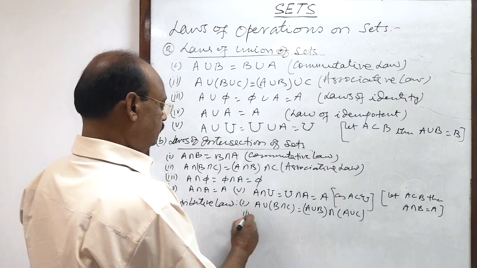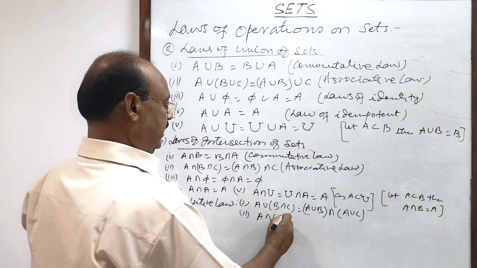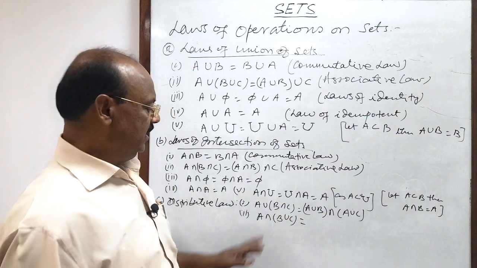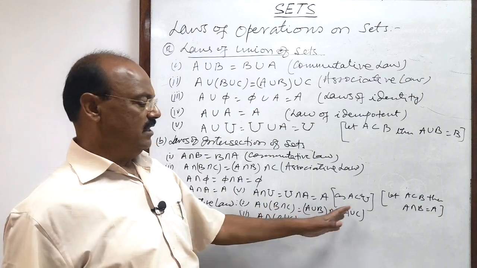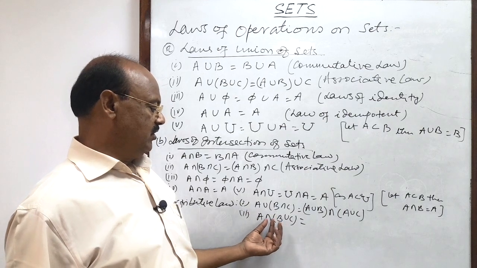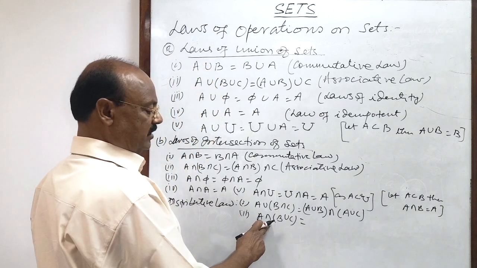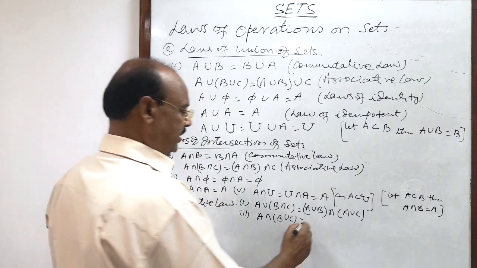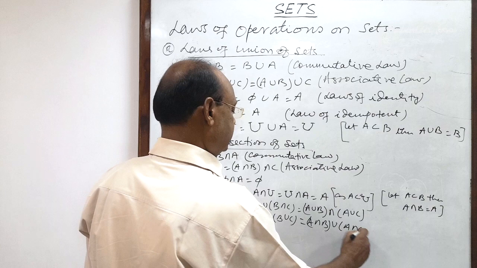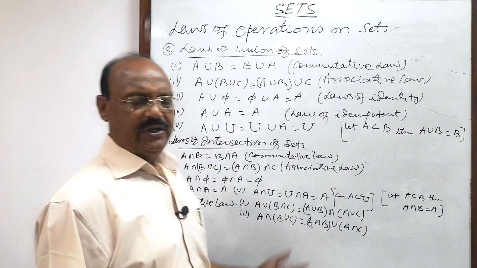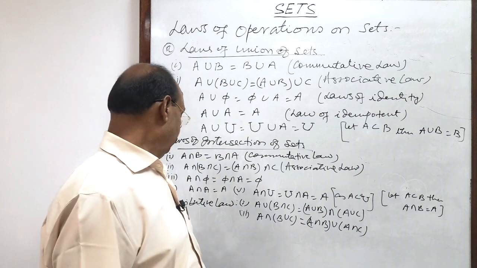Similarly, A intersection, with intersection outside the bracket and here B union C. Simply, intersection and union, these two operations have been exchanged with each other. So on the right hand side also there will be an exchange of these two operations, union and intersection. So here this intersection will be distributed over both the sets B and C. So this will be A intersection B union A intersection C, correct? So these are very basic and very simple laws of operations on sets.